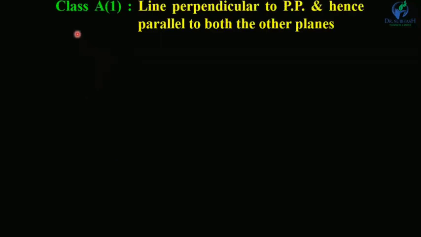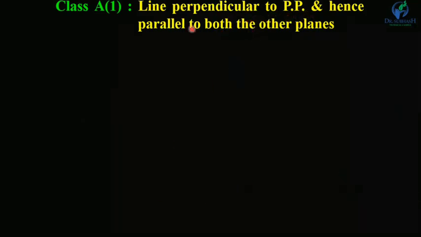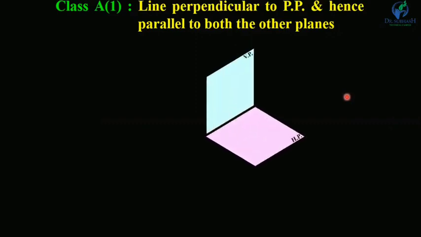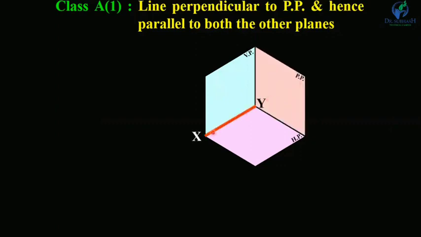First, class A1, in which the line is perpendicular to the profile plane and hence parallel to both the other planes. Now let us see it in two views, 3D and 2D. First, in the three-dimensional view, this is the horizontal plane and this is the vertical plane, and the intersection of these two is the XY line, and this plane is the profile plane. All three reference planes are mutually perpendicular to each other.